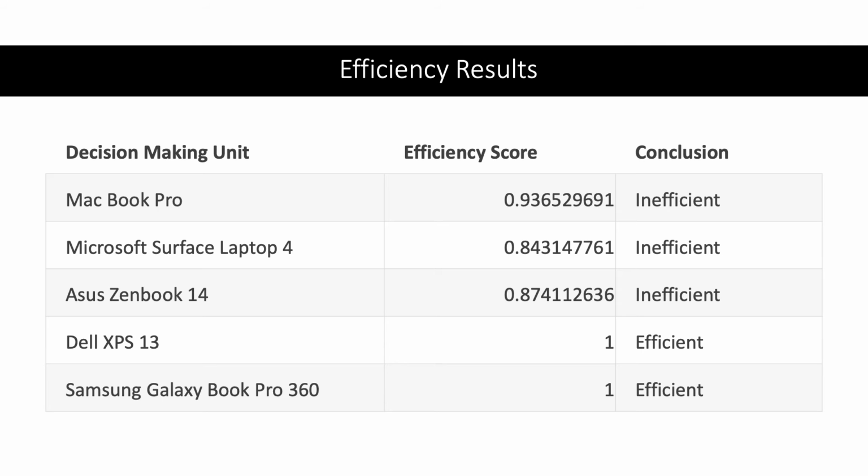After running my data through the DEA model, these were the results. A score of 1 means that laptop is efficient. Anything less than 1 means that it is inefficient.